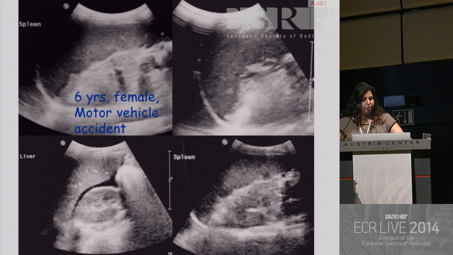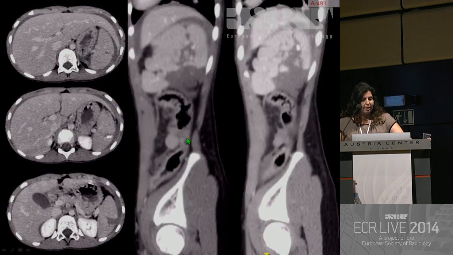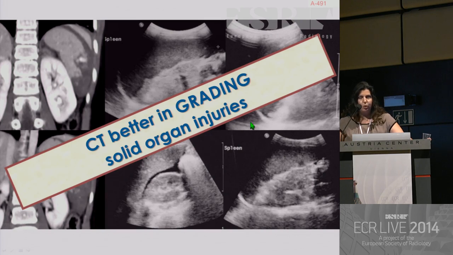Conventional ultrasonography: fluid in the abdomen, some inhomogeneity in the splenic parenchyma. This is the CT scan of the same patient: small laceration in the upper part, a contrast blush at the middle part of the spleen, a larger area of devascularization of the spleen. When you need to grade the injury, ultrasound underestimates the degree of injuries.